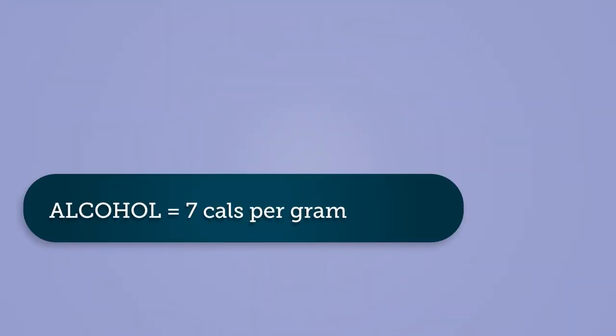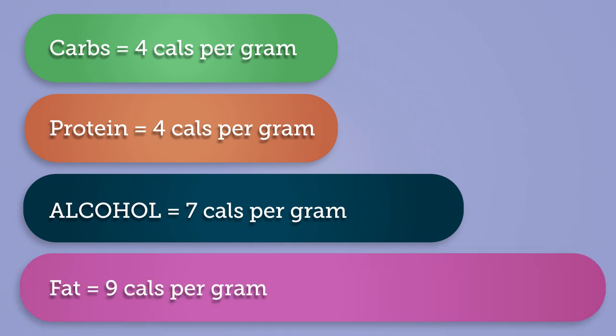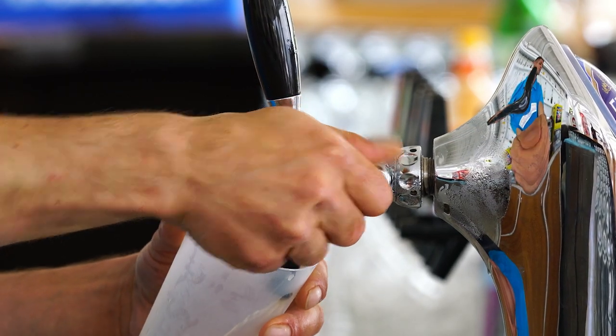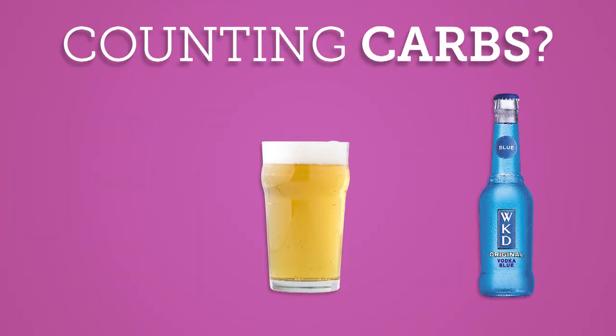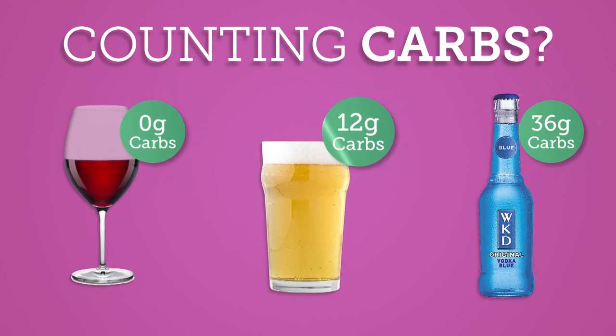Pure alcohol contains 7 calories per gram, which is more than carbs or protein and nearly as much as fat. This is why alcohol can contribute significant calories to your diet, especially because, over the years, manufacturers have increased the alcohol content of many drinks. And if you're counting carbs or following a low-carb diet, knowing what's in your favourite tipple is important, as a single alcoholic drink can contain between 0 and 40 grams of carbs.